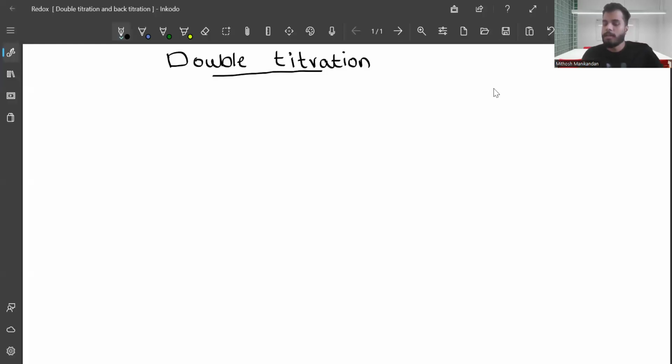Hello everyone. So we'll be discussing a topic called double titration, right? This is a JEE Advanced topic. Maybe you can expect a lighter version of this in JEE Main, but basically this is a JEE Advanced topic.